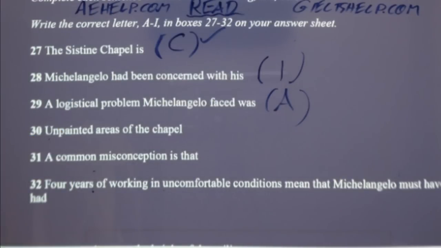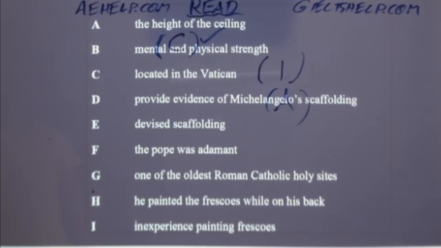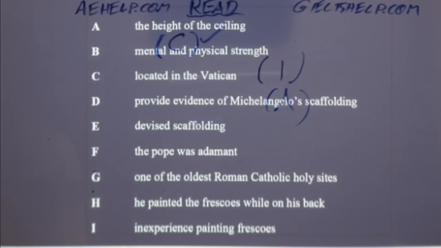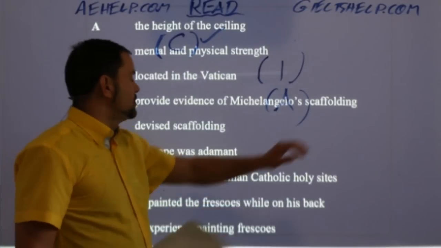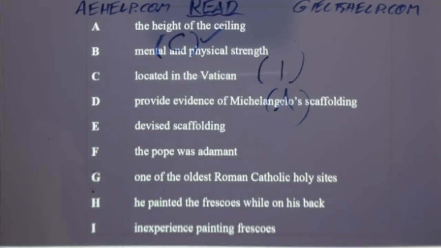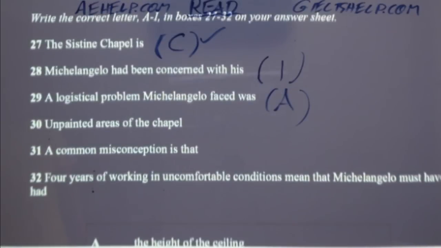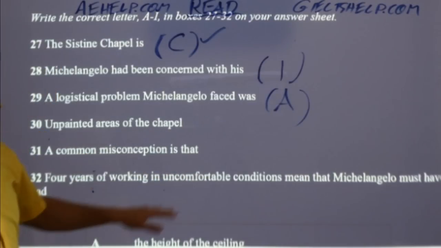So unpainted areas of the chapel, which one do you think is the correct answer? Which one do you choose? Let's see who's the fastest out of the box. Okay. So some of you are saying E, some of you are saying D. Provide evidence of Michelangelo's scaffolding or devise scaffolding. Careful. Unpainted areas of the chapel provide evidence of Michelangelo's scaffolding is grammatically correct.